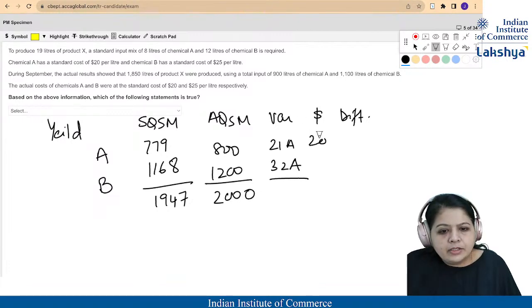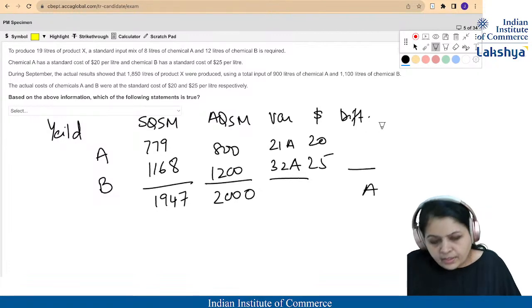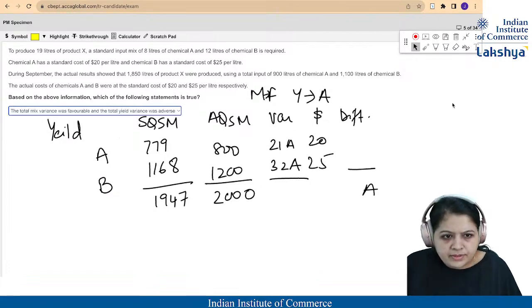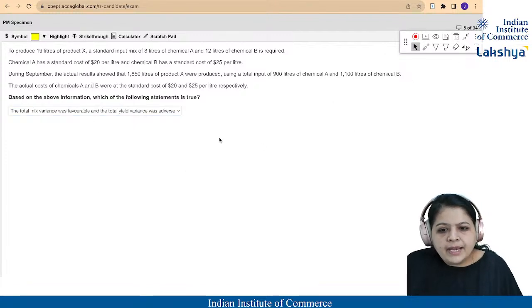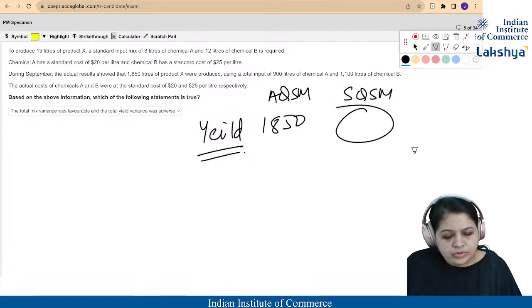20 and 25, definitely they are going to be adverse values, right? So my mix is favorable and my yield is adverse. Mix is favorable and yield is adverse. Students end up making a mistake in this question in the yield, right? Because they don't realize that 1850 is not AQSM and they need to work out the SQSM figure.